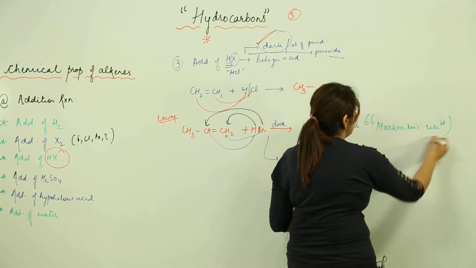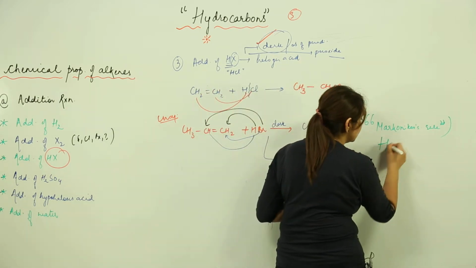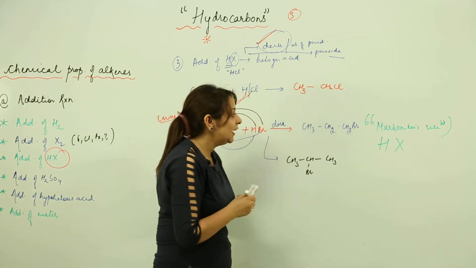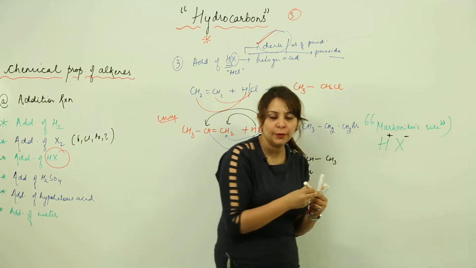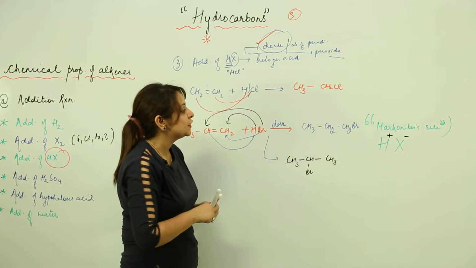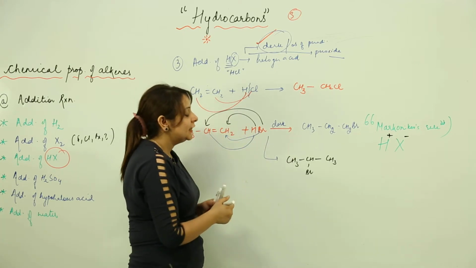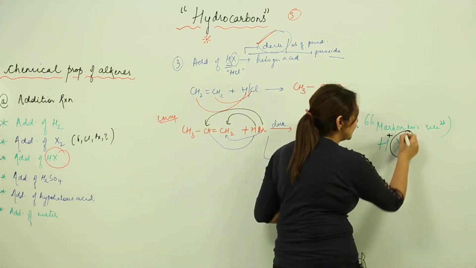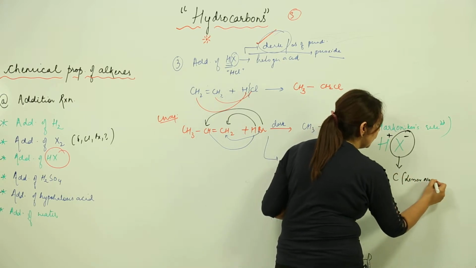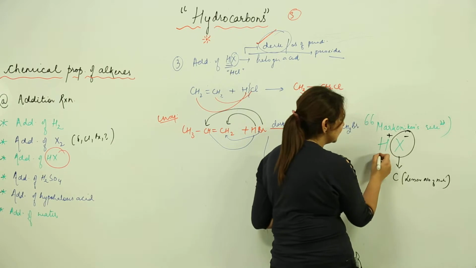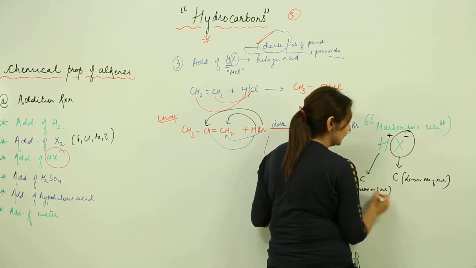Markovnikov's rule. What does this rule actually state? It states that whenever you are adding a substance, suppose we are adding HX, in this HX one is a positive part and the other is a negative part. According to Markovnikov, when you are adding HX to an unsymmetrical alkene, the negative part attaches to the carbon atom which carries a lesser number of hydrogen atoms, and the hydrogen attaches to the carbon which carries more hydrogen atoms.